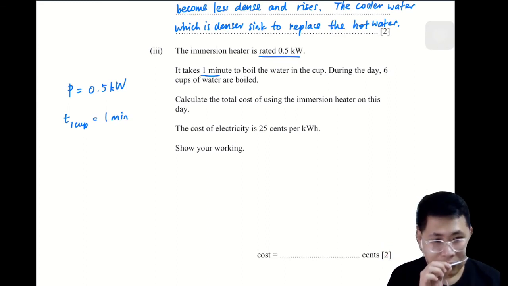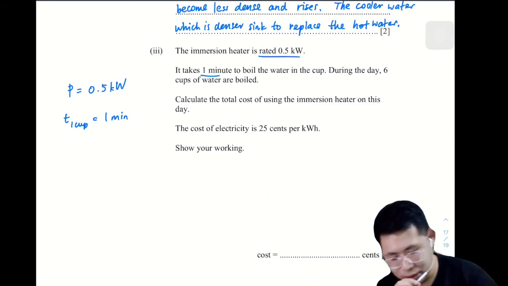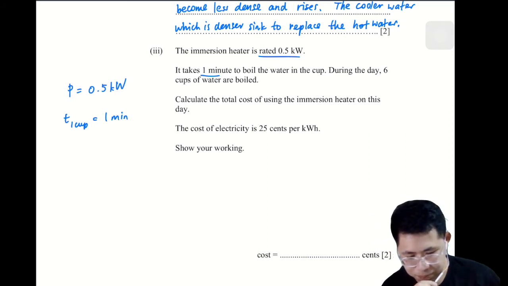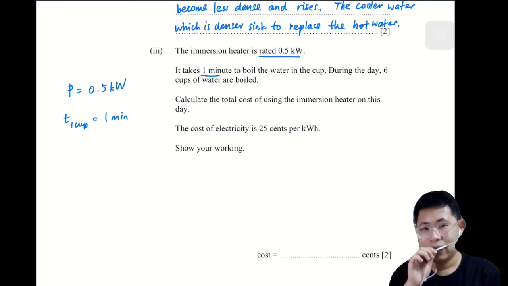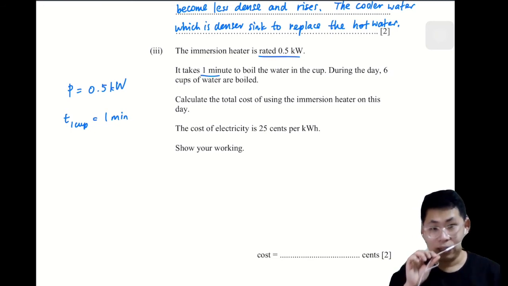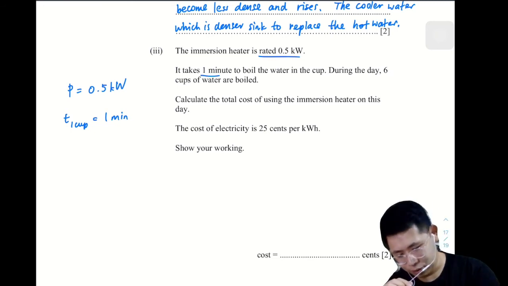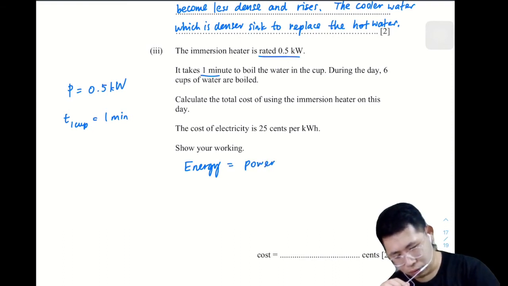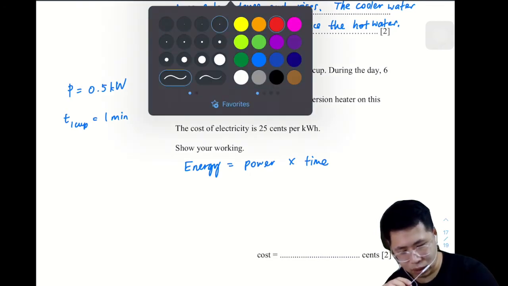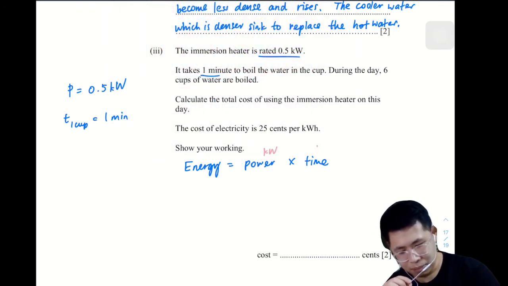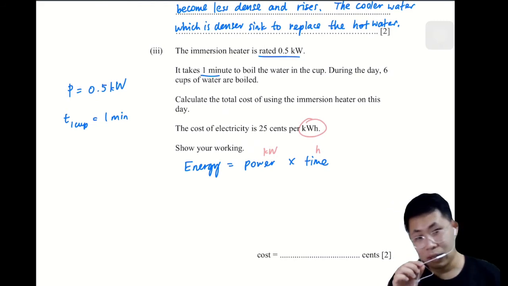Then another thing is that 6 cups of water are boiled. So calculate the total cost using the immersion heater. Before we find the cost, because it is a cost per energy, we need to look for energy first. The formula is energy equals power times time. Power must be in kilowatts, time must be in hours. So when you combine, you get kilowatt hours.